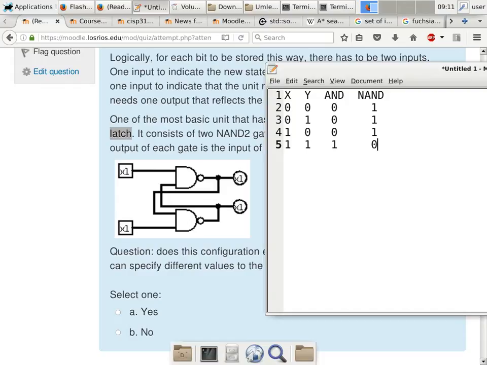But how can we make sure that the other input to this gate is also a 1? Well, let's track it down. If this is a 1, that means the output of this gate has to be a 1. But if you want the output of this gate to be a 1, the result of the AND has to be a 0, which means at least one of the input pins has to be a 0.